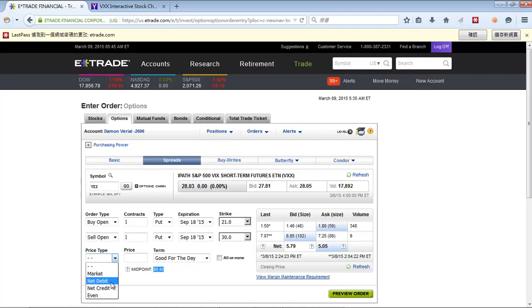You put that in, choose a net credit. You want to make sure you're making money and not buying this. And then you just put in the midpoint and go through the trade. I already did this, so it's going to tell me I can't do it, but that's pretty much it.